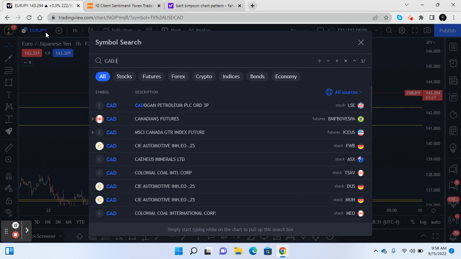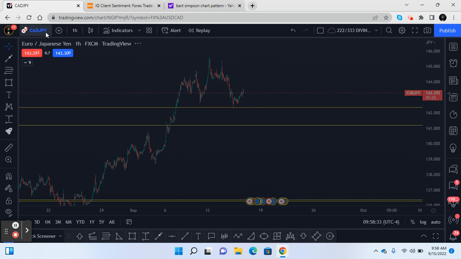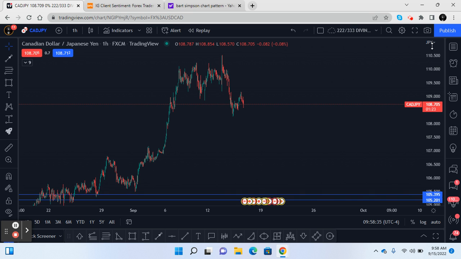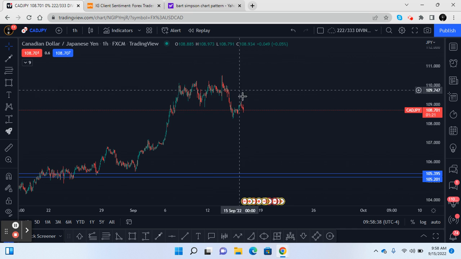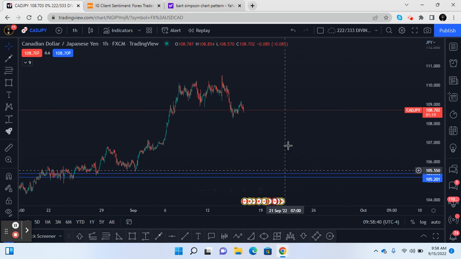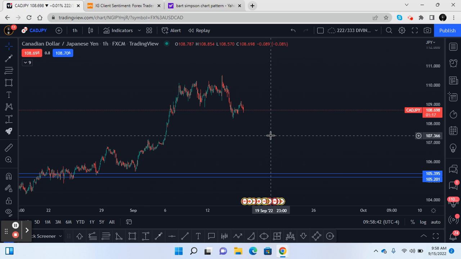Let's do CAD, JPY. But what you want to do is you want to start going through. Same thing. Looks like we're getting a head and shoulders pattern, and we're going to get down. All right, so this is going to show that the Japanese yen is going to be shaping up to be a little bit stronger than the CAD, based off of the safe haven concept.